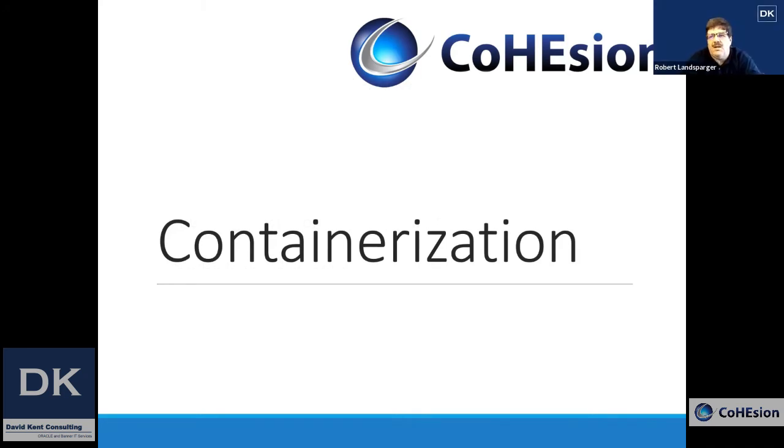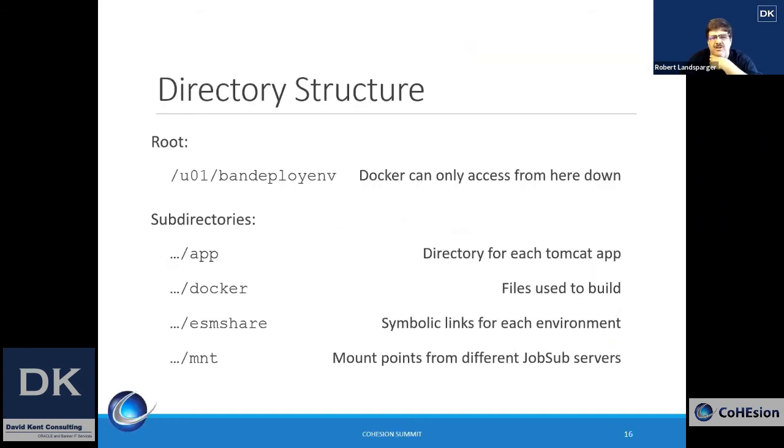Okay, containerization. Before we can talk about full containerization, I need to talk a little bit about the directory structure that I use when building Banner containers. Because Docker can only pull files from inside a root path that you specify, and you really don't want to specify / of the machine, I decided to come up with my own little directory structure for deployment building. So along the whole UO1 construct, I made a directory called UO1 ban deploy environment.